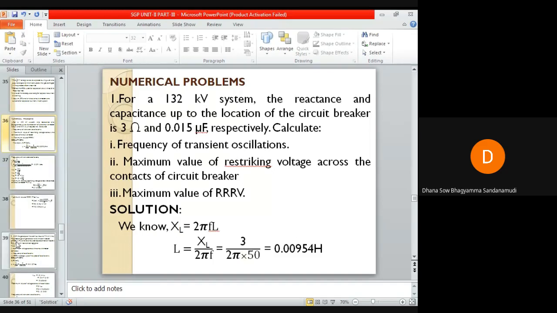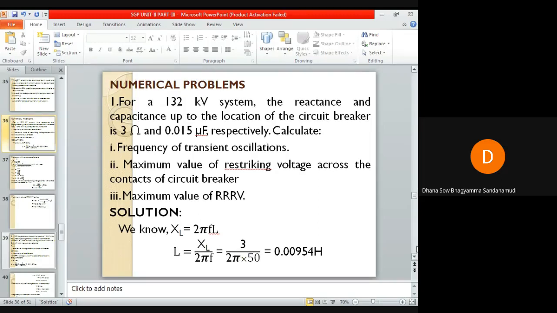Okay, so in this problem, a 132 kilovolt system is given. The reactance up to the location of the circuit breaker is 3 ohms, and the capacitance up to the location of the circuit breaker is 0.015 microfarad. We have to calculate the frequency of the transient oscillations, the maximum value of the restriking voltage across the contacts of the circuit breaker, and the maximum value of the rate of rise of restriking voltage.